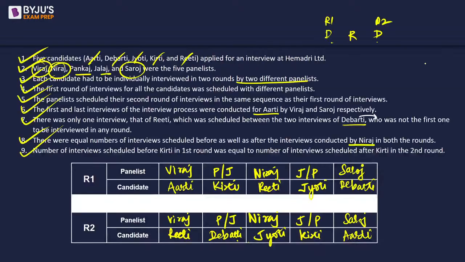So let's check one by one. If you look at Aarti, we know who she was interviewed with. So that is one person, Aarti. Next is Kirti, not sure. Riti, fixed. And Debarti and Jyoti, these are also not fixed.